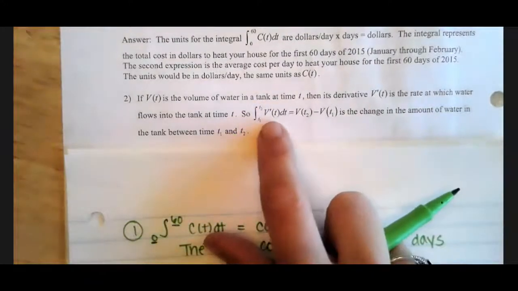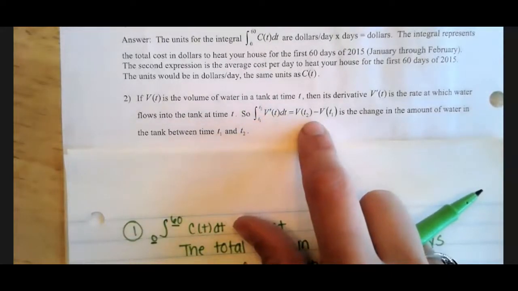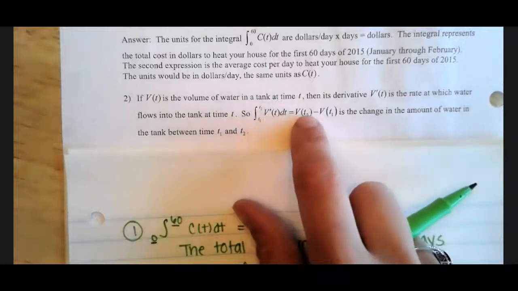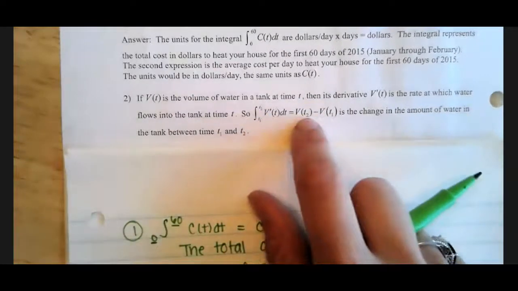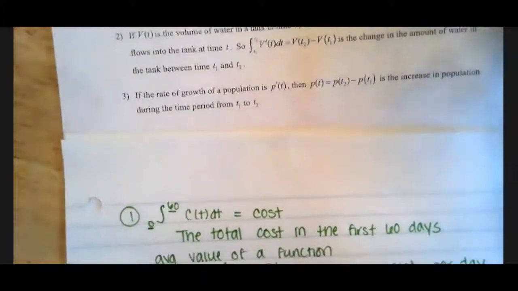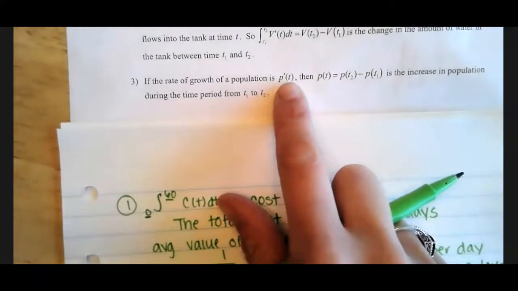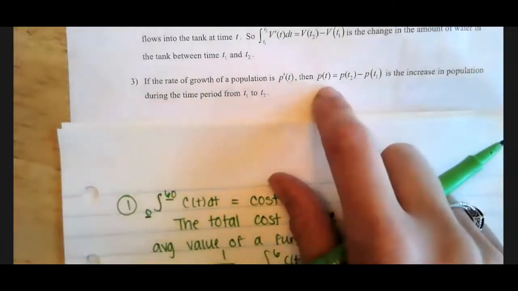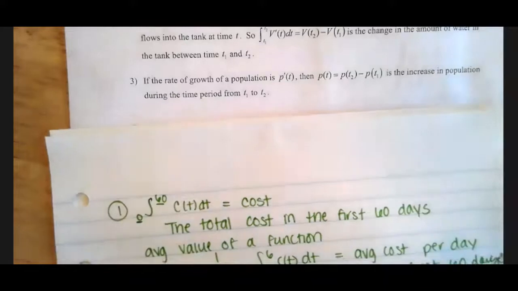So if we're talking about the integral of volume's derivative, now we're talking back about the original again. So to integrate the derivative, you get back the original. So that would represent the volume in the tank at time 2 minus the volume in the tank at time 1. Therefore, it represents the volume in the tank and its change between those two times. If the rate of growth of a population is represented by a derivative, so derivative, rate of growth, then the antiderivative, like what comes first, the original, would represent its increase in population. So again, we're just talking a lot about how to interpret these.